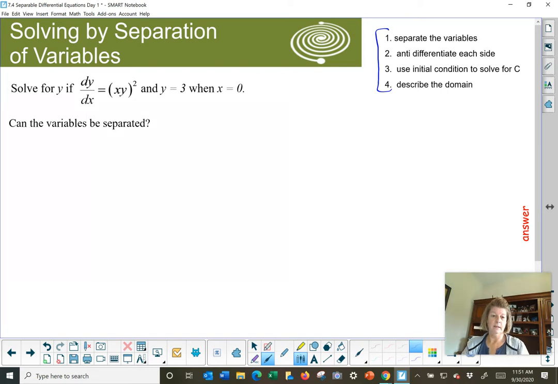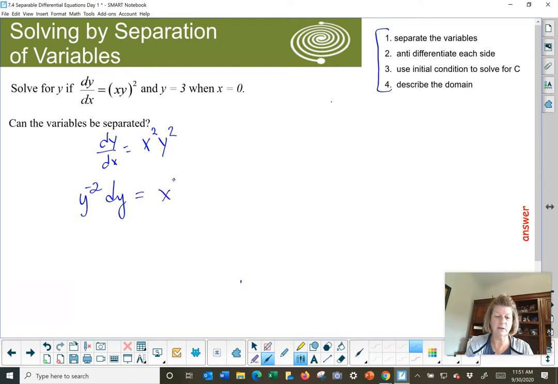All right, so if I start out with dy dx equals, I'm going to distribute that squaring. And by doing that, I can divide by a y squared. So I'm going to bring the y squared to the other side. It would have been division, 1 over y squared, which would be a y to the negative 2 times dy, and then I'd have x squared dx. We have achieved the separation. That's usually awarded 1 point on your AP exam.